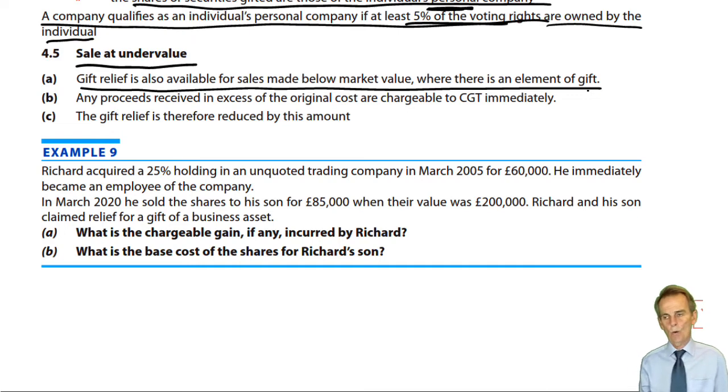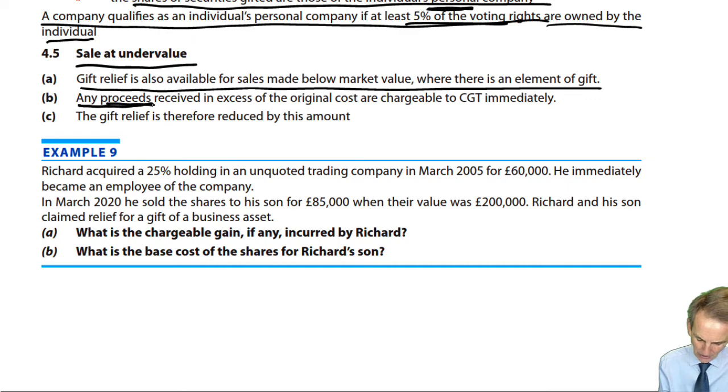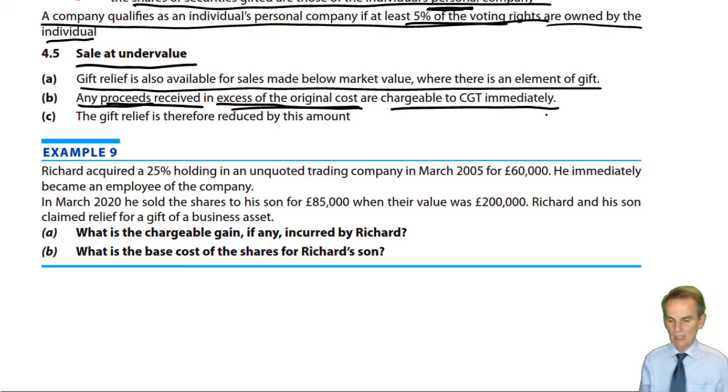So how do we know when the actual proceeds become sufficiently big to say to the donor, gift relief is available, but we're not now going to allow you to defer all of that gain? You've taken cash, albeit less cash than the full market value, but you've taken enough cash. There is a point at which you've taken enough cash to say that on any proceeds in excess of that point, you, the donor, will be responsible for that amount of the overall gain. Where is that point? Any actual proceeds received in excess of the original cost are chargeable to CGT immediately.